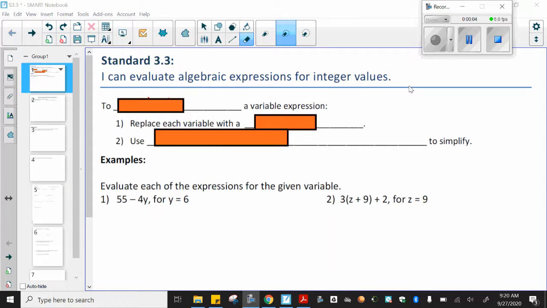Alright, hello, welcome to Standard 3.3. I can evaluate algebraic expressions for integer values. Let's define some stuff and then we're going to do some math together, alright?